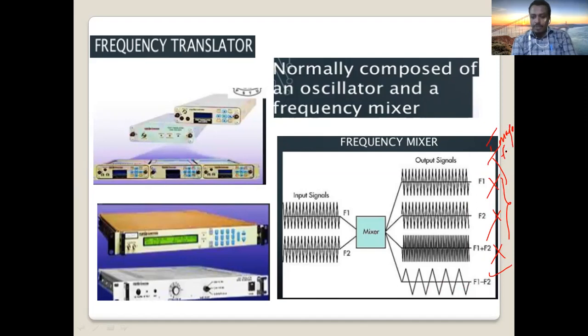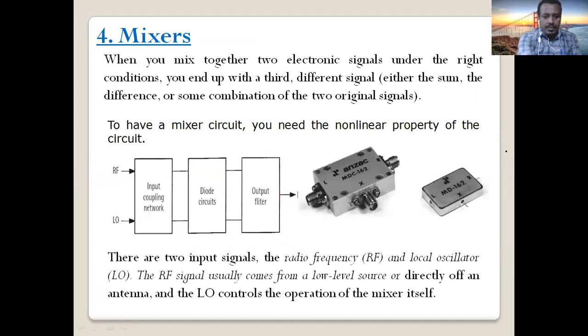So that's why sometimes when you see your TV picture, you will see a double picture, right? A double image. Because of this image frequency, we call it ghost image. So why are these harmonics, image frequencies, generated? Because of the nonlinear property of the mixer. To remove these unwanted image frequencies, we have an output filter in our mixers.